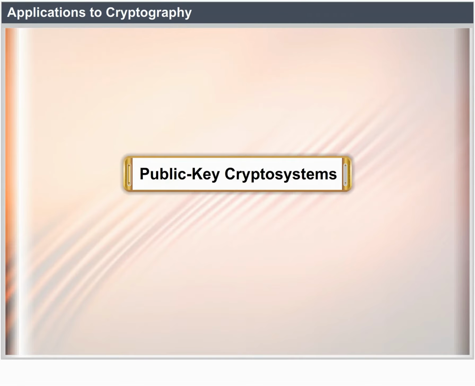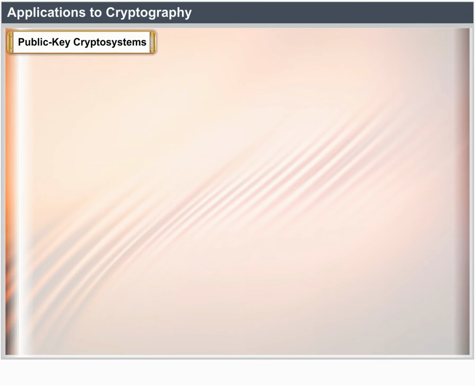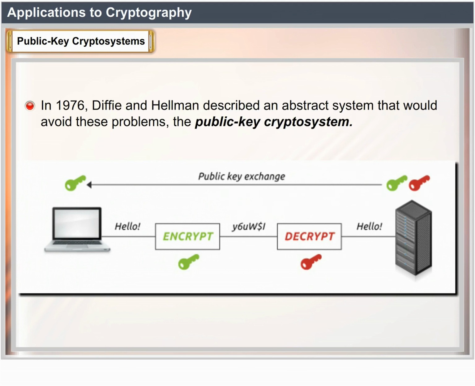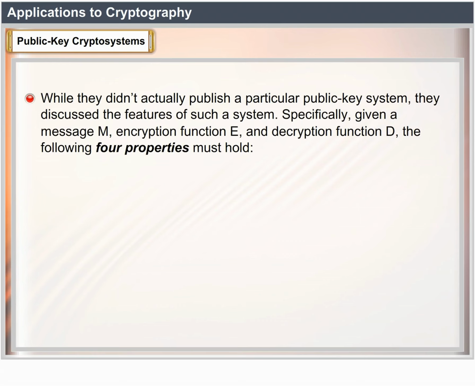Public key cryptosystems. A major problem with symmetric ciphers is key transfer, or how to distribute the secret key for encryption and decryption. In 1976, Diffie and Hellman described an abstract system that would avoid these problems, the public key cryptosystem. While they didn't actually publish a particular public key system, they discussed the features of such a system.